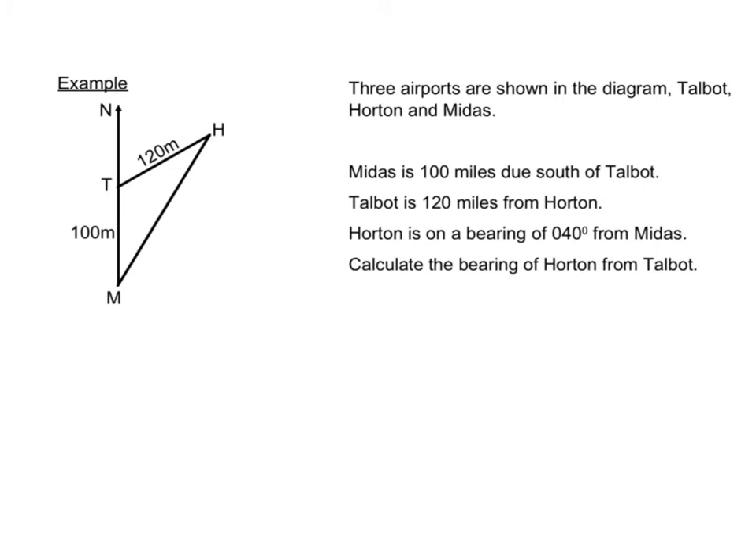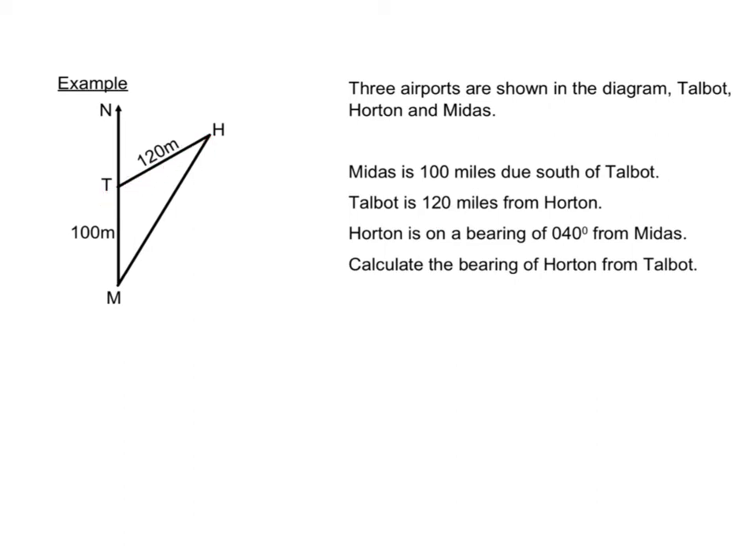So this time it's a slightly different problem, because this time you're asked to calculate the bearing, which means what I'm going to be trying to find at the end here is an angle. So we have 3 airports in the diagram: Talbot, Horton and Midas. Midas is 100 miles due south of Talbot. That information is shown there on the diagram. Talbot is 120 miles from Horton. Again, that is shown on the diagram already.